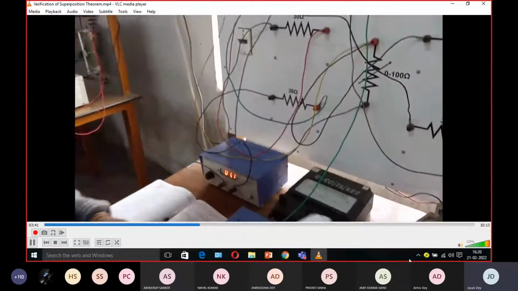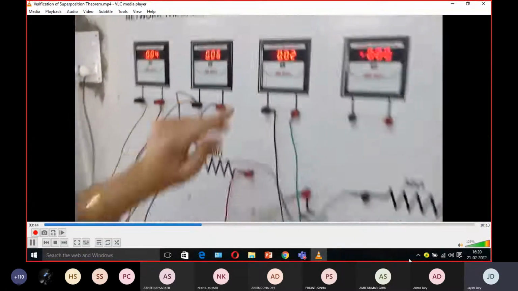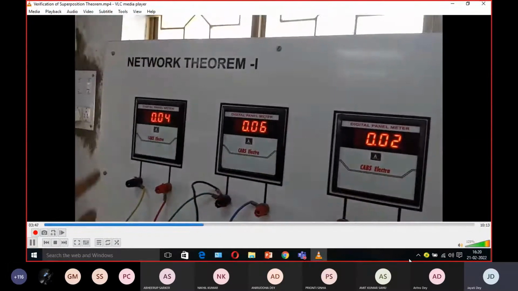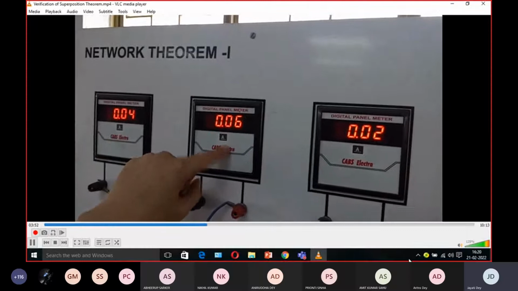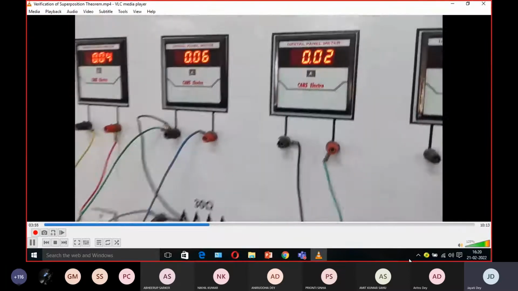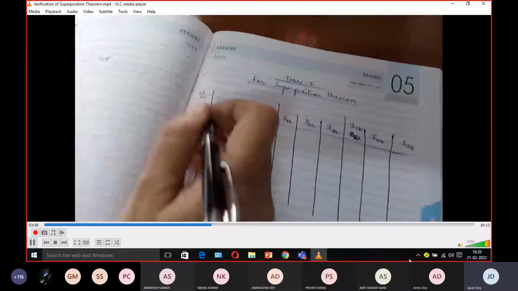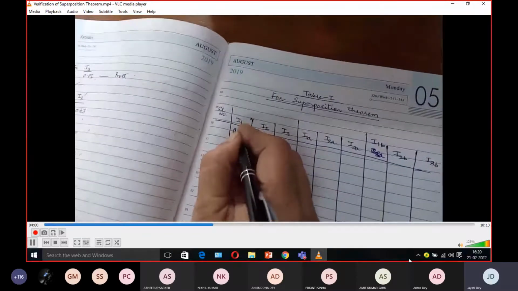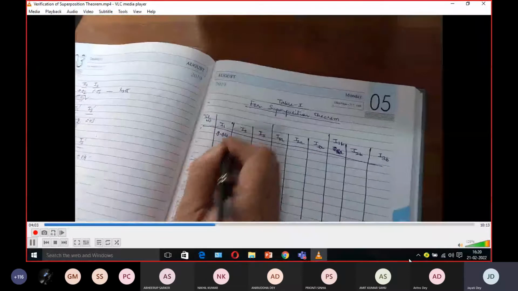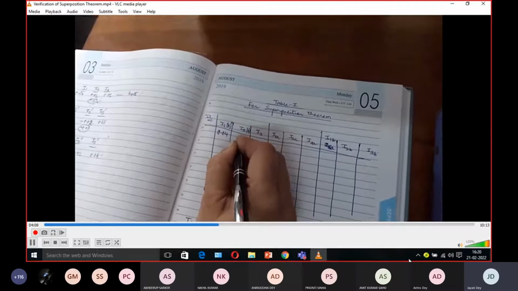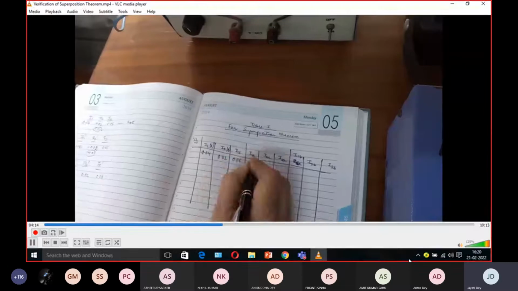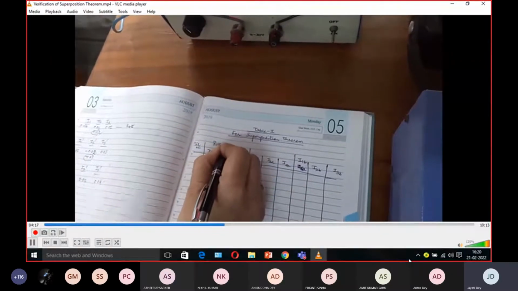First, when two sources are connected, we will measure all these three currents, I1, I2, I3. Here I1 is showing 0.04 ampere, I3 is showing 0.06, and I2 is showing 0.02. So I am writing over here I1 is 0.04. I am not writing the unit over here; this is ampere. I2 is 0.02, and I3 is 0.06 when both the sources are connected.